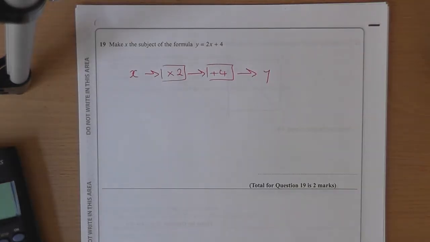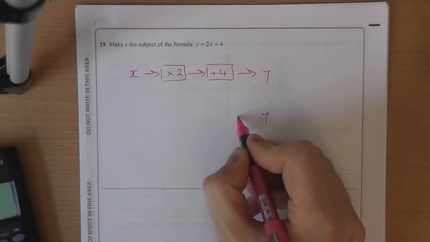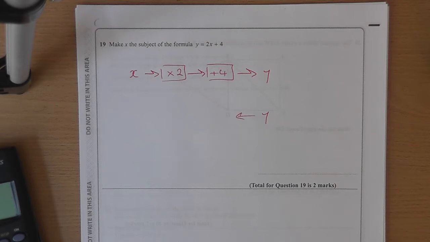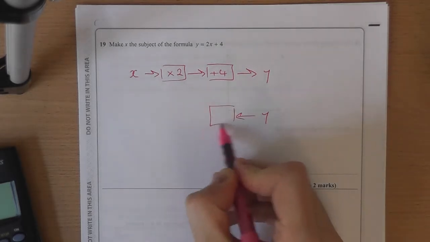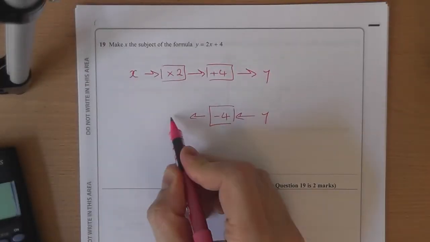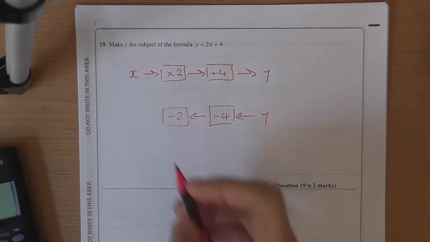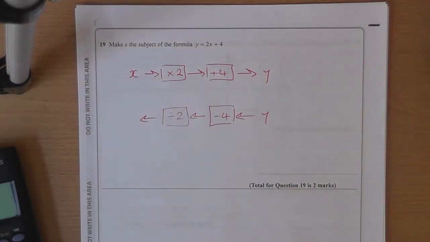We can now reverse the formula. We can now reverse the function machine. So y goes back in. Instead of adding 4, we take 4 off. And instead of timesing by 2, we divide by 2. So we run that back through.